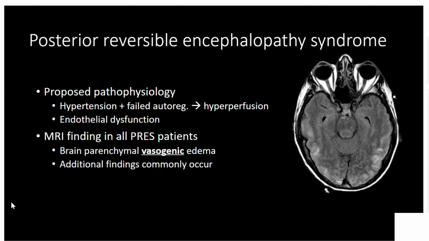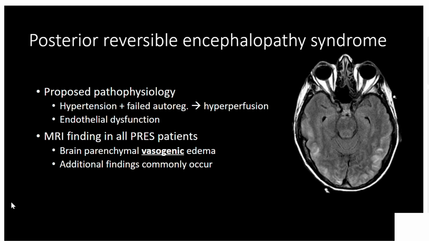You should look for the other risk factors that they may have, because often these are very sick patients who are septic and maybe hypotensive and then getting pressors in the ICU. That probably plays a role in the pathophysiology, but endothelial dysfunction also plays a role. So you have these leaky blood vessels, and sometimes you can see enhancement, sometimes it can be really a loss of the blood-brain barrier, and you develop this brain parenchymal vasogenic edema.